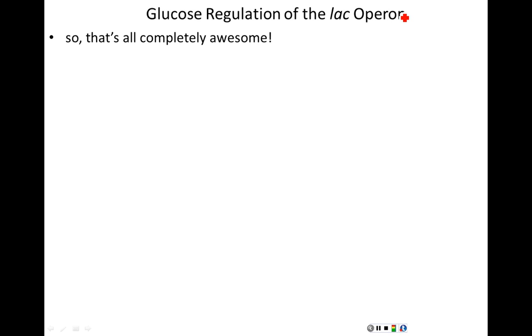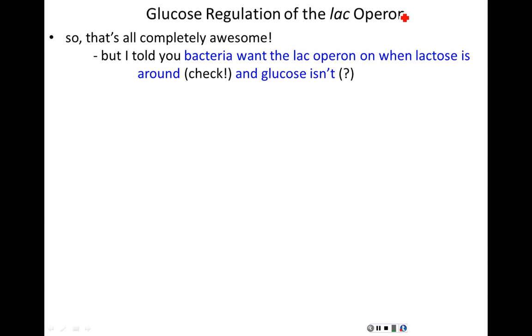Everything we just talked about, to me, awesome, in the truest sense of the word. But we have this idea of choice. I told you that bacteria want the lac operon on when lactose is around. Okay, we've covered that. We see how that works. The lac operon can be on when lactose is around because we let go of LAC-I repression. But I told you that bacteria want the lac operon on when lactose is around and glucose isn't because they have that preference for glucose. And we haven't talked at all about a preference for glucose.